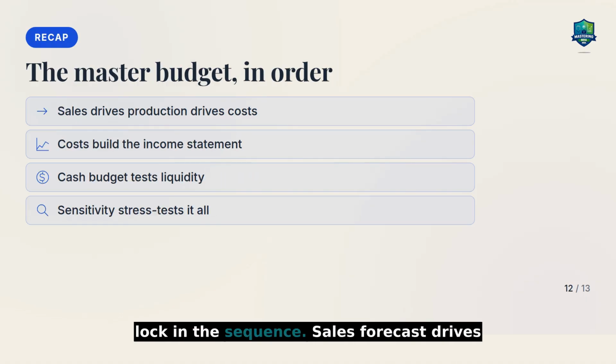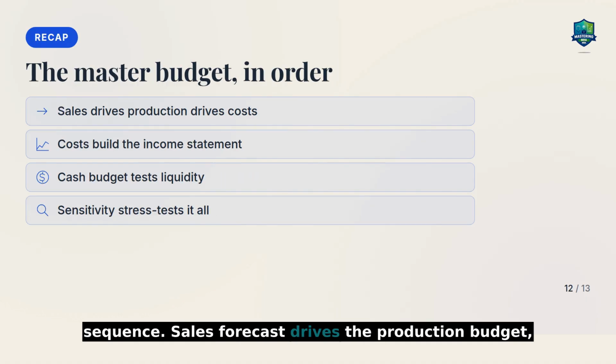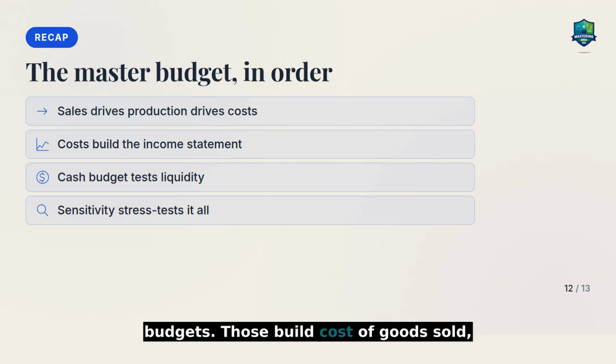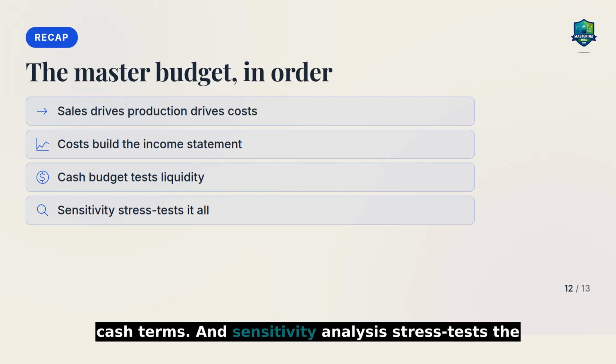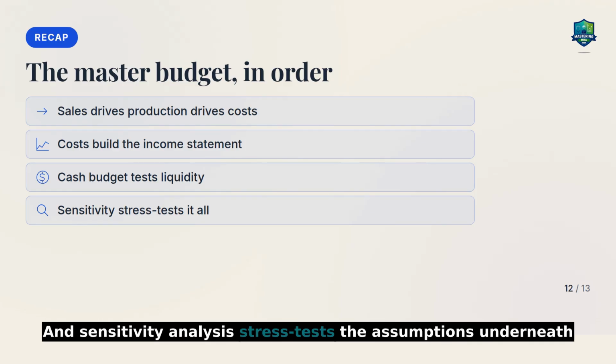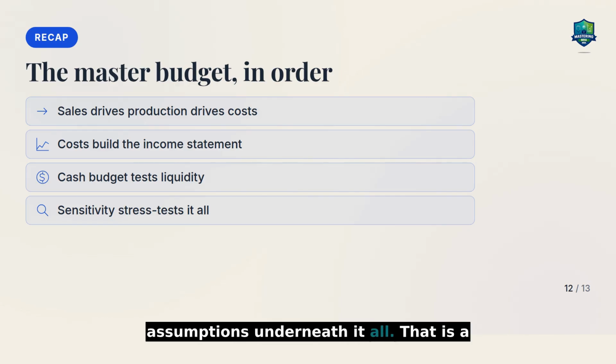Let us lock in the sequence. Sales forecast drives the production budget, which drives the materials, labor, and overhead budgets. Those build cost of goods sold, and with operating expenses, you get budgeted operating income. Then the financial budget, anchored by the cash budget, checks whether the plan is survivable in cash terms. And sensitivity analysis stress tests the assumptions underneath it all. That is a master budget end to end.